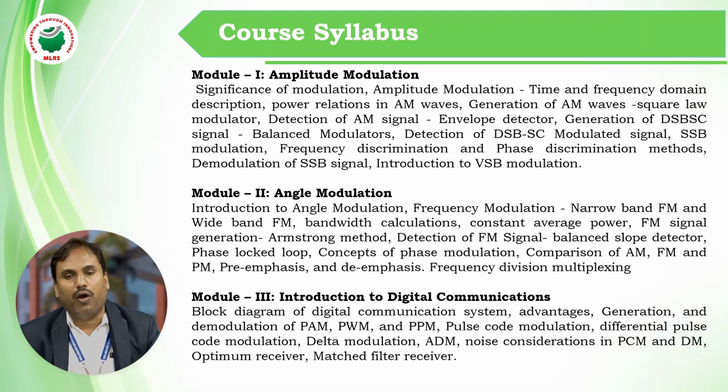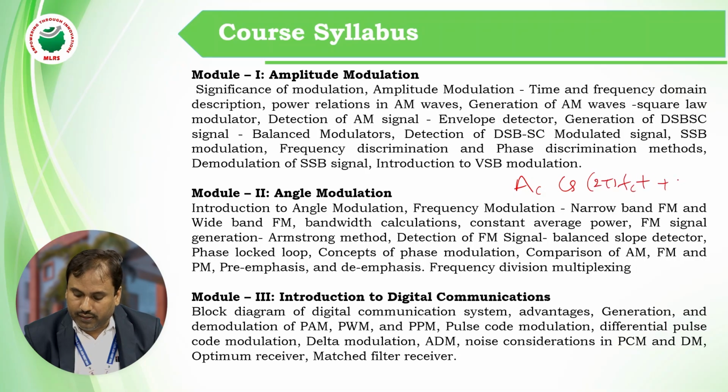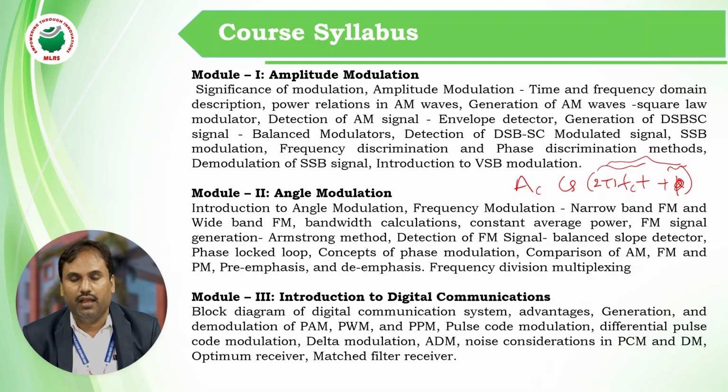Okay, next module 2, analog angle modulation. Module 2 is angle modulation. Angle is nothing but, suppose you take Ac cos(2 pi fc t plus some theta). Here this part is the frequency part, and this part is the phase part. The combination of frequency and phase together is called angle. So in this case there are two important parameters: one is the frequency, the second is the phase.